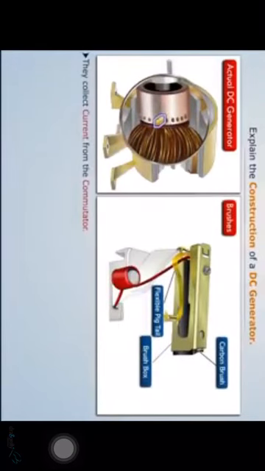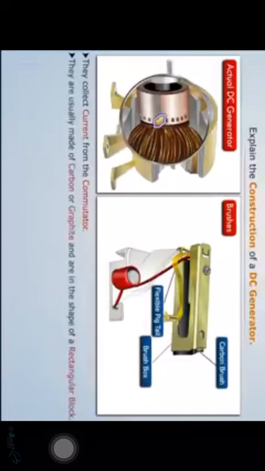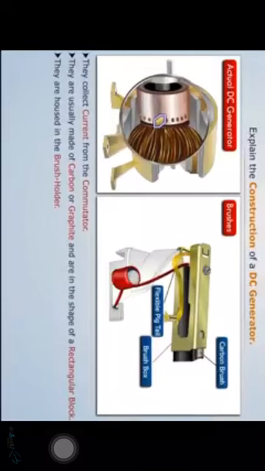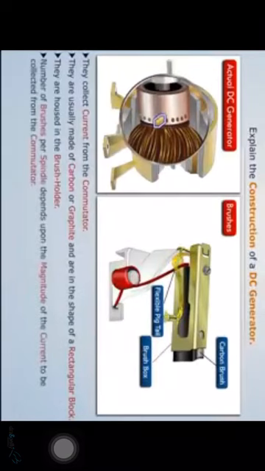Brushes collect current from the commutator. They are usually made of carbon or graphite and are in the shape of a rectangular block. They are housed in the brush holder, which is mounted on the spindle. These brushes can slide in the rectangular box, which is open at both ends. A flexible copper pigtail mounted at the top of the brush conveys current from the brushes to the holder. The number of brushes per spindle depends upon the magnitude of the current to be collected from the commutator.